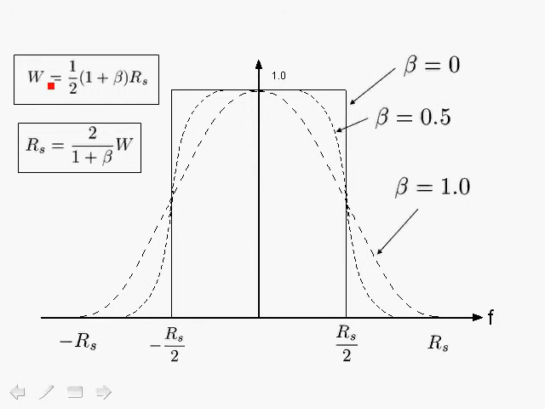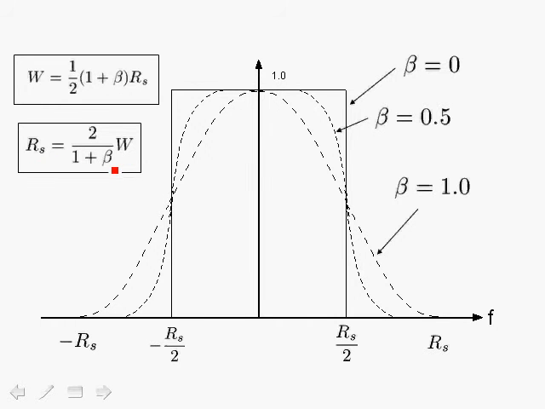So let's take a look at this. For beta equals 0, we get that W, the bandwidth, is half the symbol rate. This is the case over here, where W, the bandwidth, is actually equal to half the symbol rate. For the case that beta is equal to 1, we get that the bandwidth is equal to the symbol rate, which is this case here. And for any value in between, we get a class of filters that all belong to the class of raised cosine Nyquist filters.